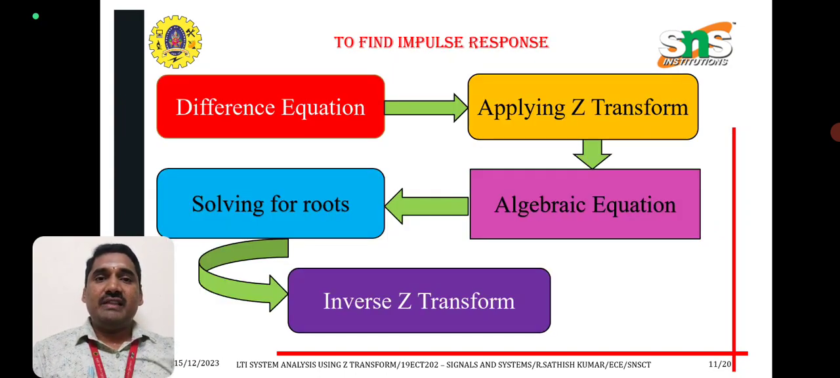Next, how to find the impulse response? For the difference equation, first we apply the Z transform, then we get an algebraic equation and solve for the roots, and finally we take the inverse Z transform. We can get the impulse response as h of n.